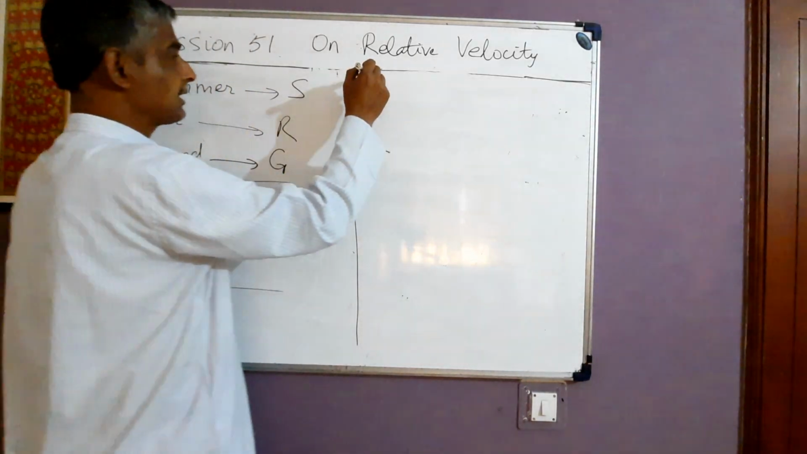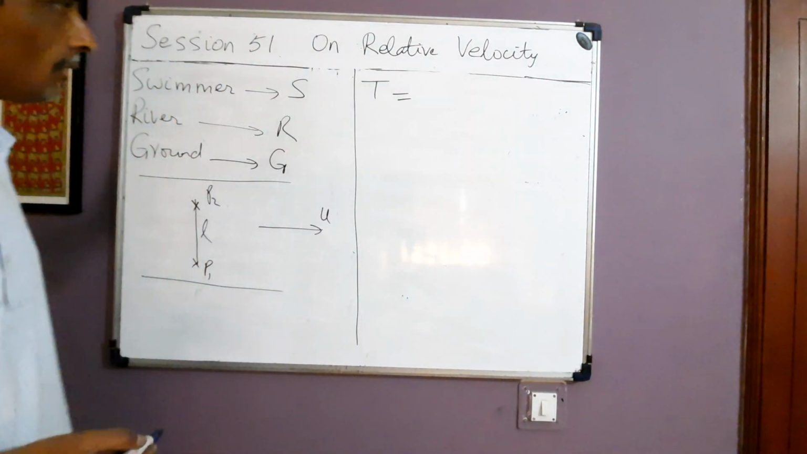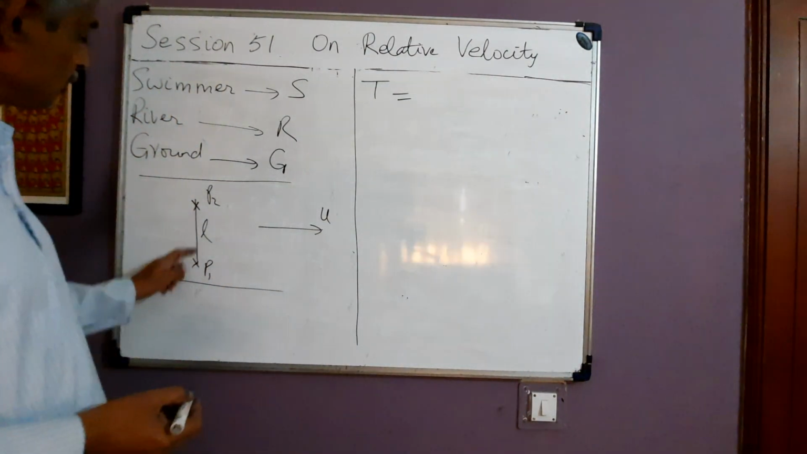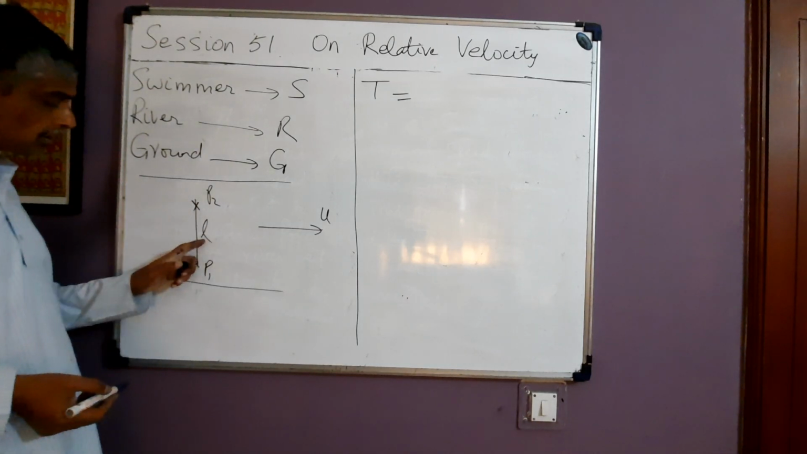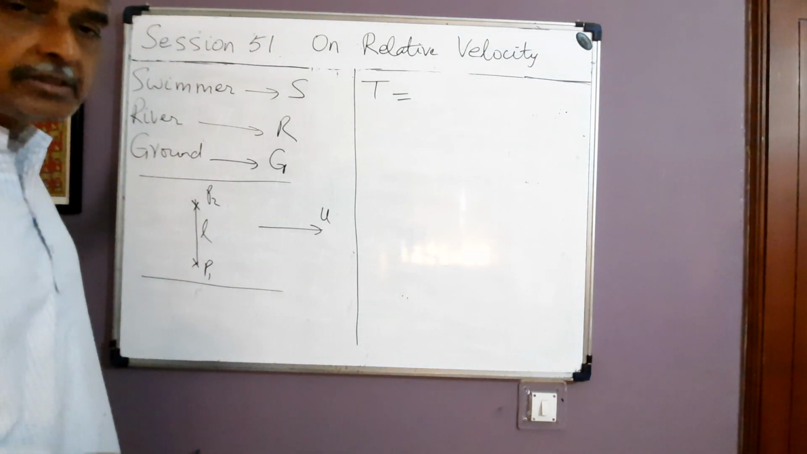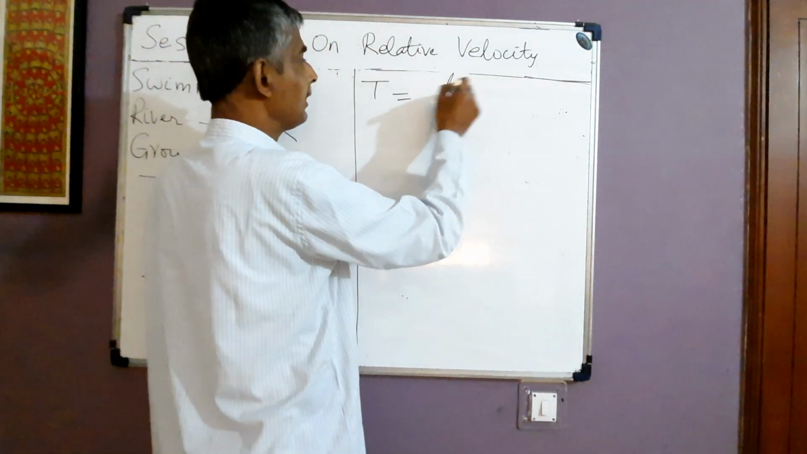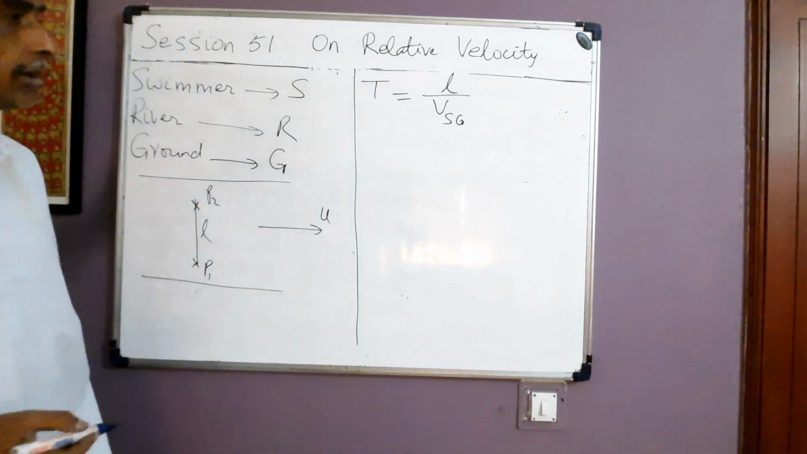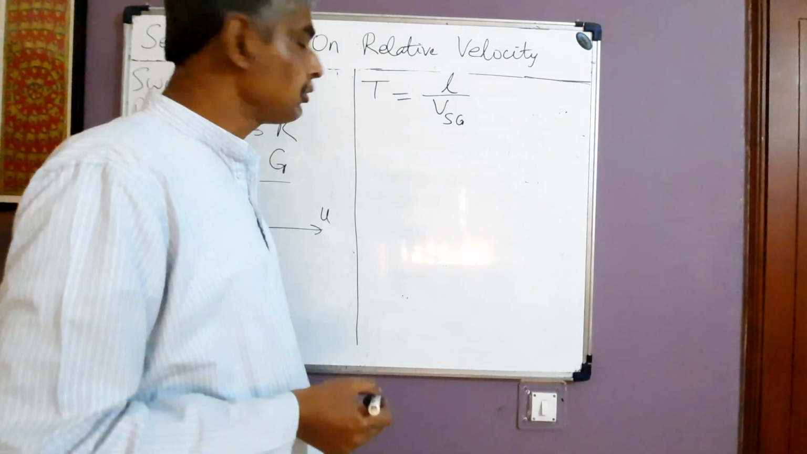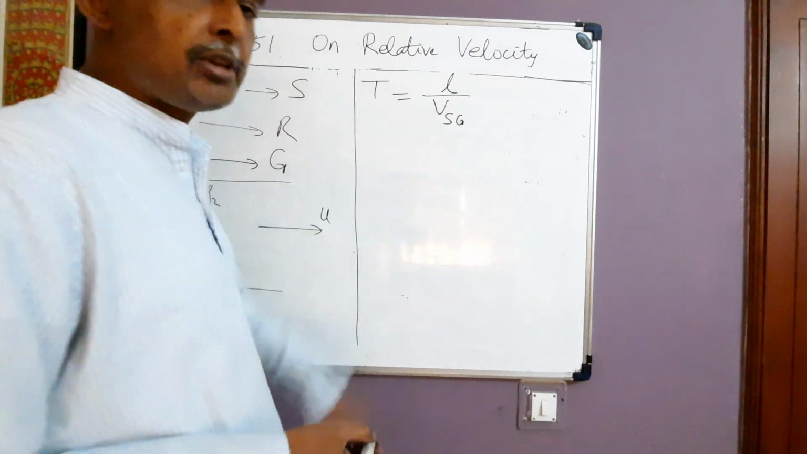Now, let T be the time taken by the swimmer to swim from P1 to P2. How to find it? Swimmer swims from P1 to P2 with respect to ground. It covers a distance L at a constant speed, say Vsg. The time taken is equal to distance by speed, L by Vsg. This is T. T is equal to L upon Vsg. The time taken by swimmer to swim from P1 to P2 is L by Vsg.